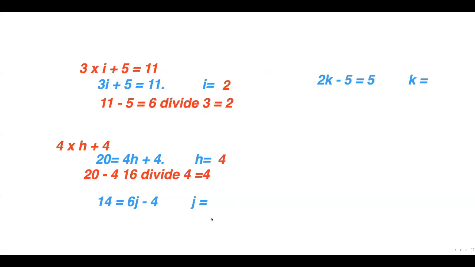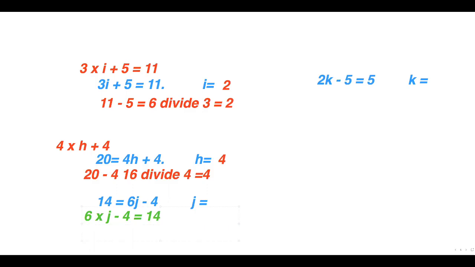Now pause the video, and I would like you to try the last 2 questions, and then I will go through them. Okay, hopefully you got this one right. So let's have a look. Here we have 6 times j minus 4 equals 14. This is the actual question, and we want to know what j is.